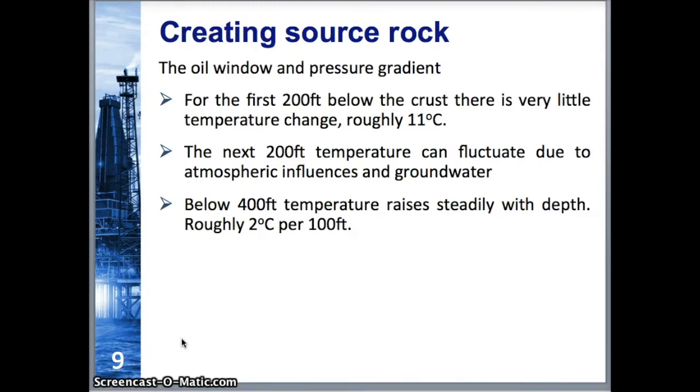So for the drillers or geologists amongst you, you'll have a better understanding of the oil window and pressure gradient. For the first 200 feet, when you're drilling into the Earth's crust, there's not a lot of fluctuation, maybe 11 degrees between 0 and 200 feet. Nothing too big or fancy there. The next 200 feet down to 400 feet, it does fluctuate quite a bit. It's not nearly as steady as you'd think, usually because of groundwater running in around the areas. But after you hit 400 feet, everything kind of steadies off.